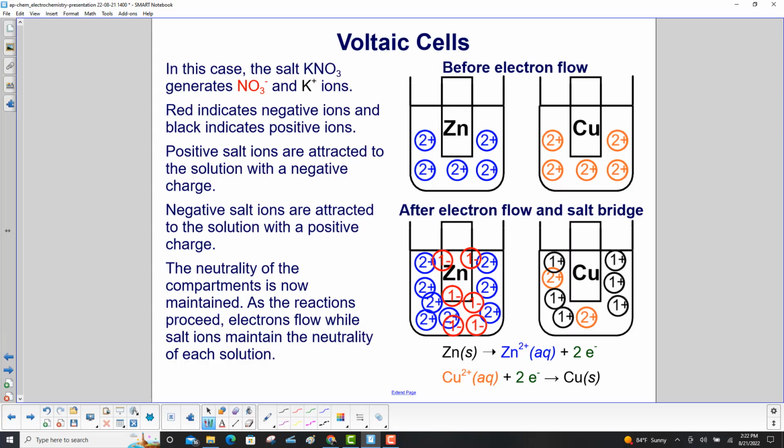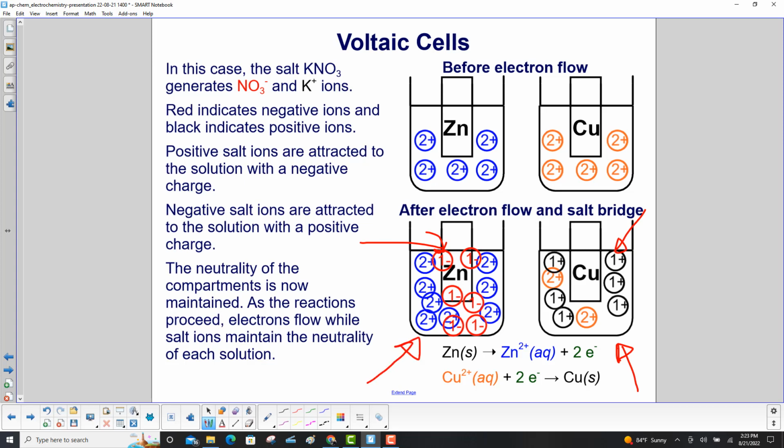In this case, the salt potassium nitrate generates nitrate and potassium ions. Red indicates the negative ions, and that's coming from the salt bridge. And black indicates positive ions, also coming from the salt bridge. The positive ions are attracted to the solution with a negative charge, which is this solution over here. Negative salt ions are attracted to the solution with a positive charge, which is this solution over here.